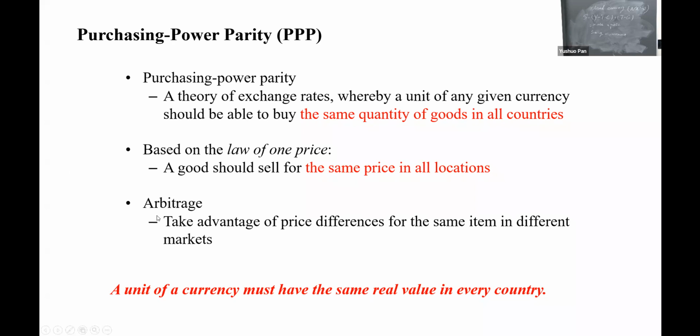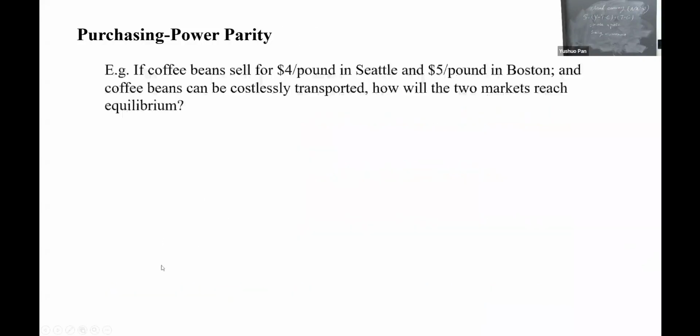Why? Because there is a term called arbitrage, which means taking advantage of price differences for the same item in different markets. A unit of currency must have the same value in every country. Example question: if coffee beans sell for $4 a pound in Seattle and $5 a pound in Boston, and the coffee beans can be costlessly transported, this is very important, which means the transportation cost is equal to zero, then how will the two markets reach equilibrium? That explains the purchasing power parity.